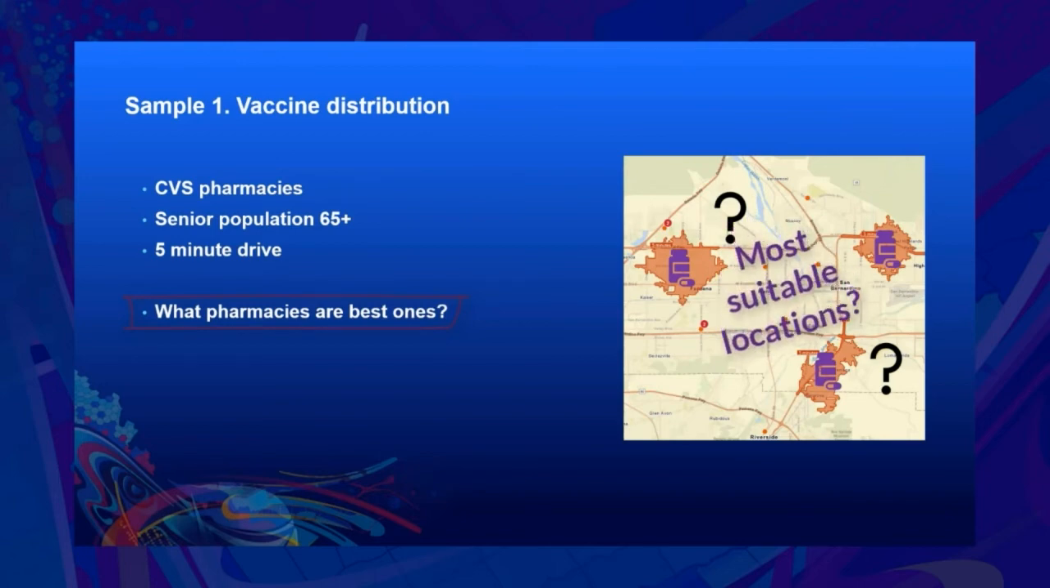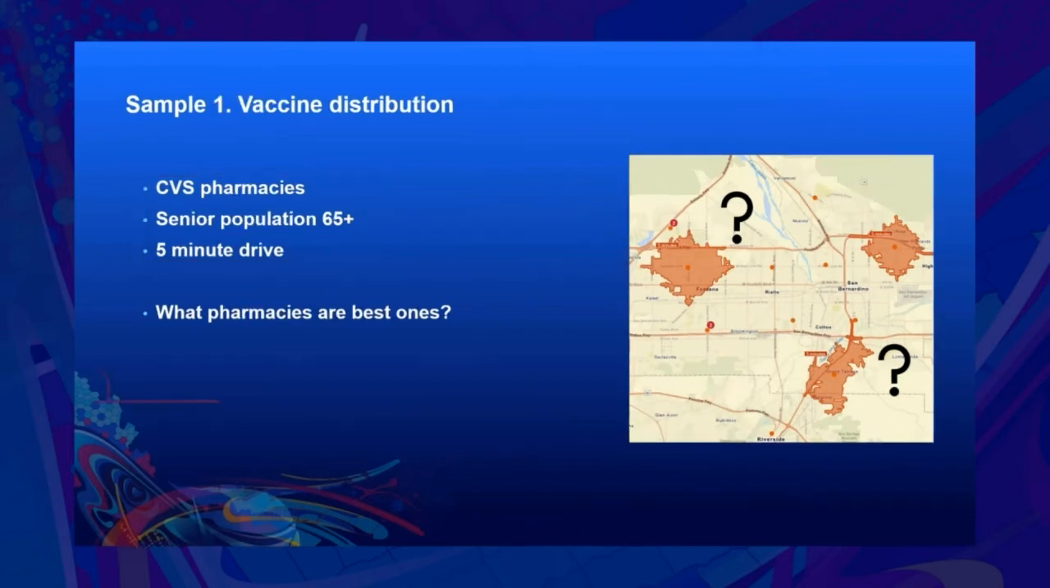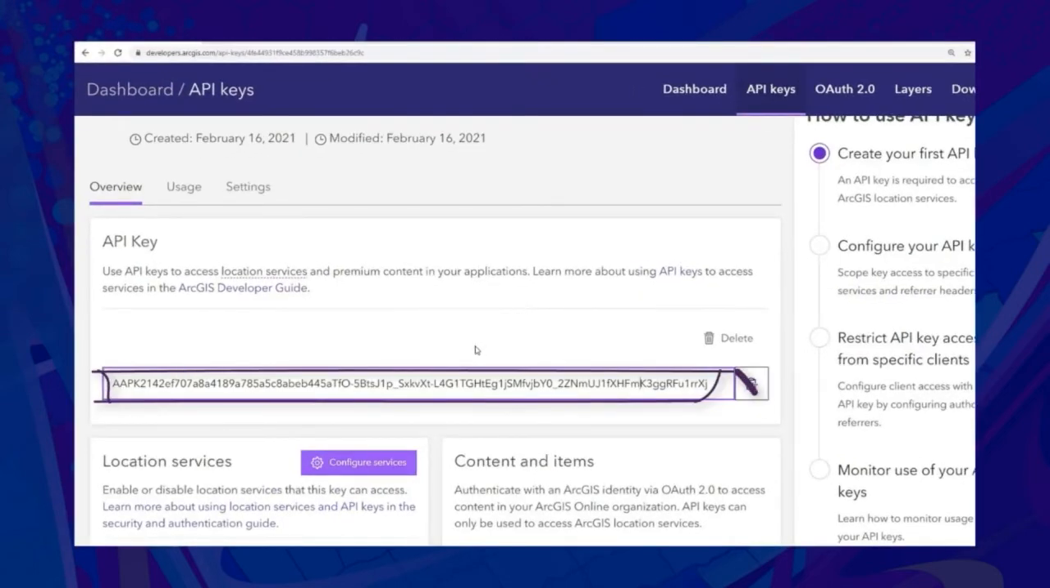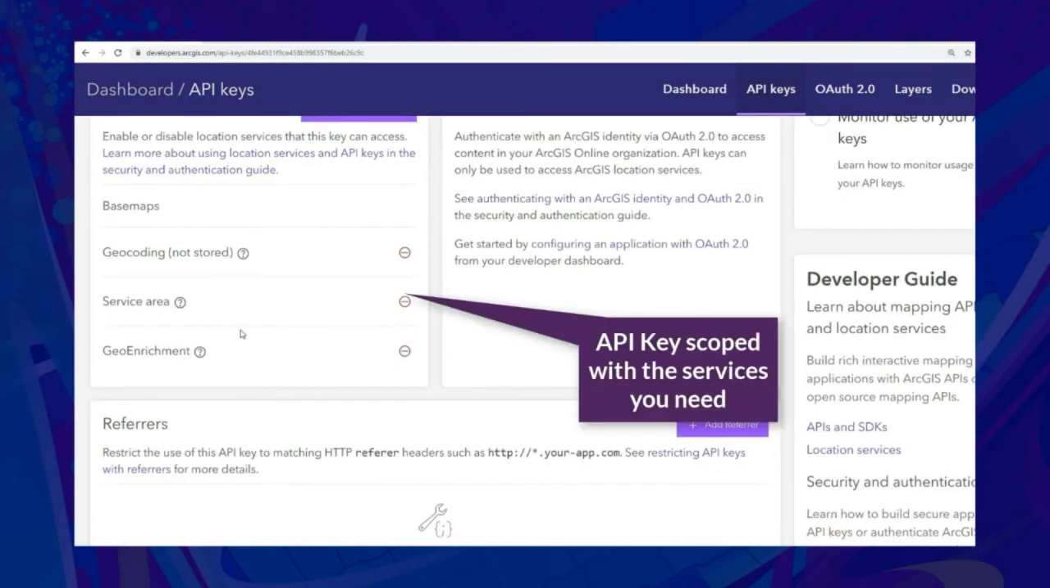We will consider the amount of senior population living within a 5-minute drive time area around each CVS pharmacy. I already did the initial steps and created an API key and allowed usage through it of the geocoding, service area, and GeoEnrichment services.